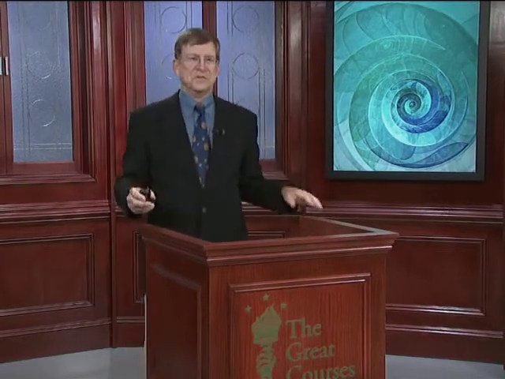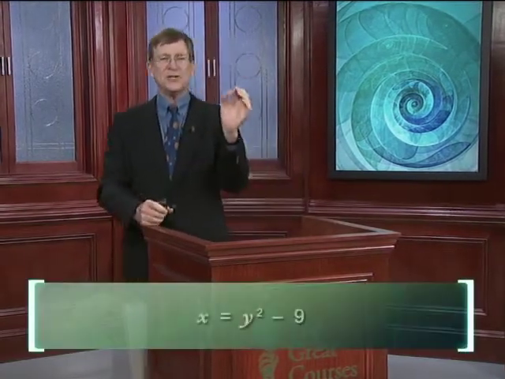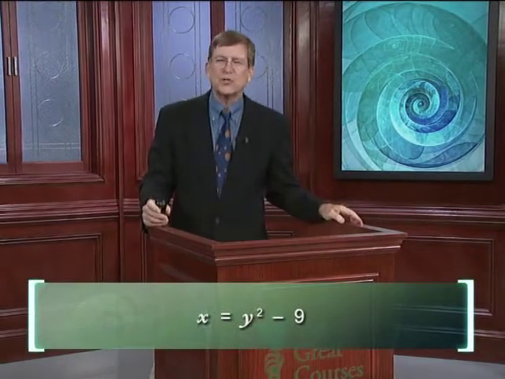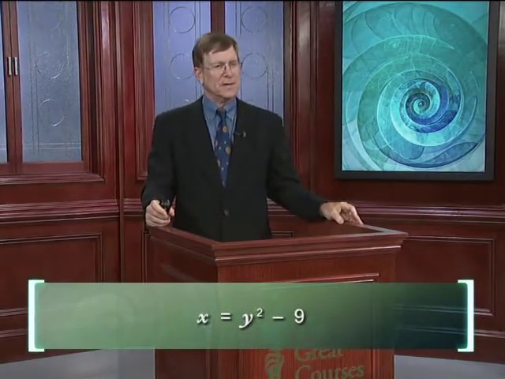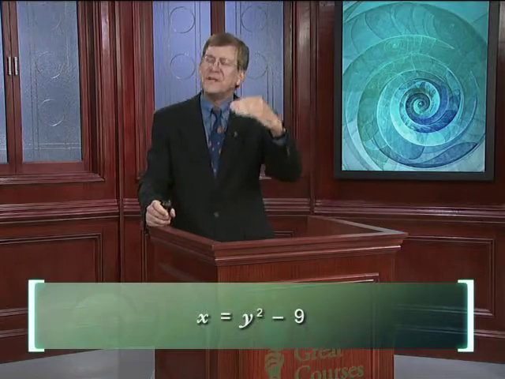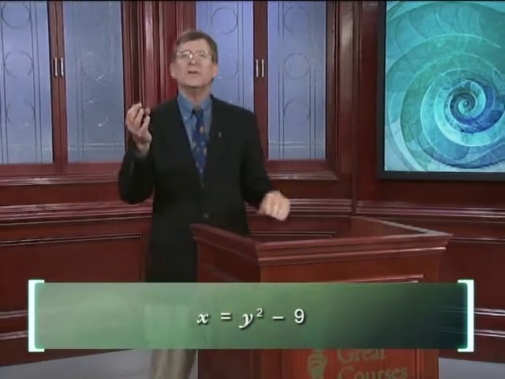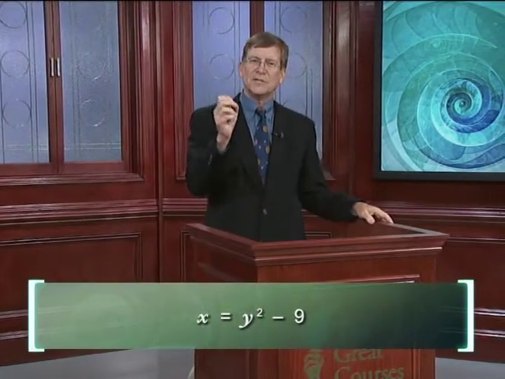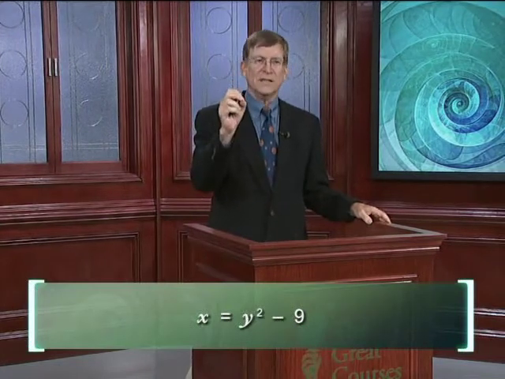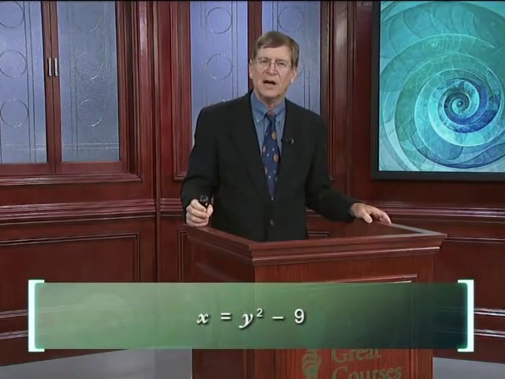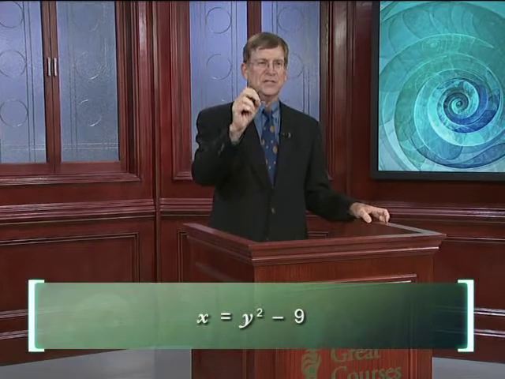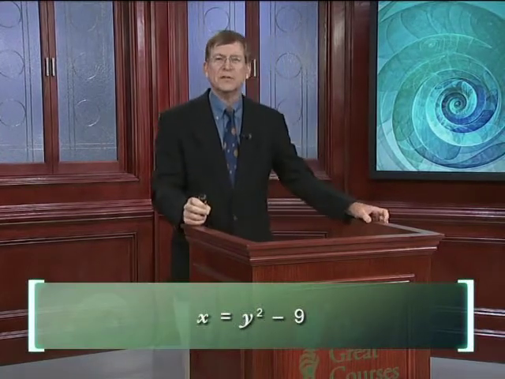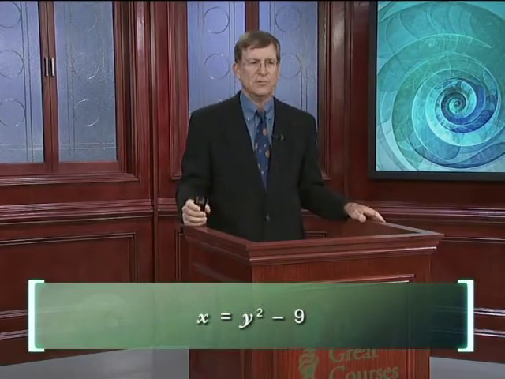Let's look at an example now that puts a lot of these ideas together. Consider the equation x equals y squared minus 9. Let's talk about features of this equation. For example, what are its intercepts? Well, I think you can see that if y is 0, then x is minus 9. And if x is 0, then y is 3 and minus 3. So there are 3 intercepts.